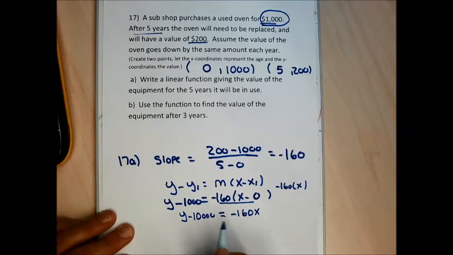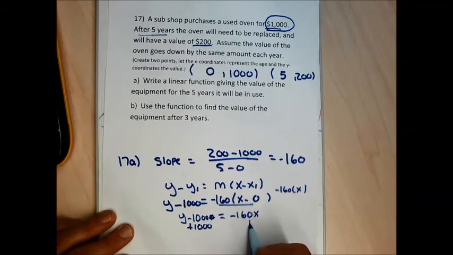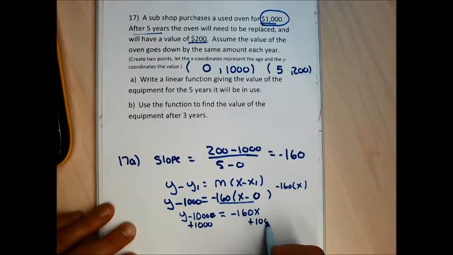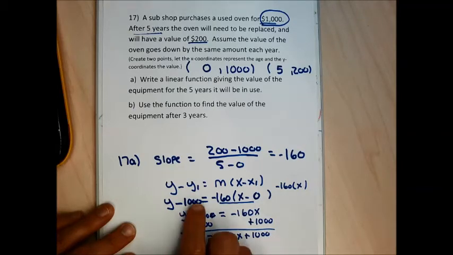Now I'm going to add 1,000 to both sides. Getting too many zeros here. Obviously, I'm getting tired, and that's never a good thing. So this gives me y equals negative 160x plus 1,000. So this was a 1,000. When I wrote from this line to that line, I added a 0. It should have stayed at 1,000.